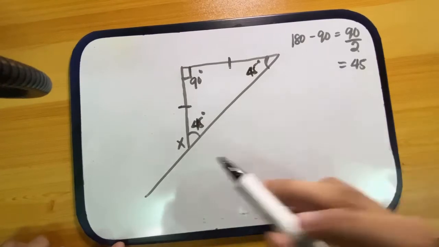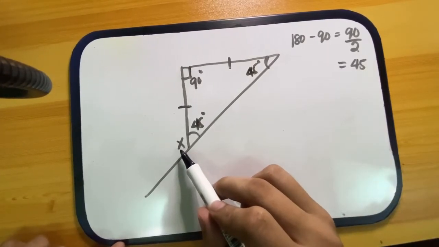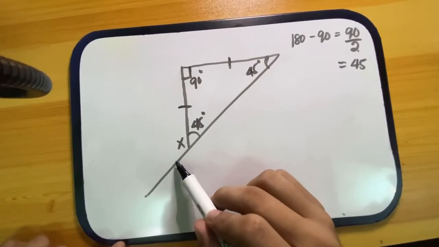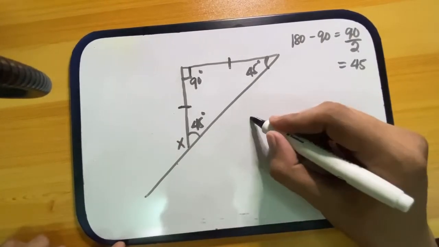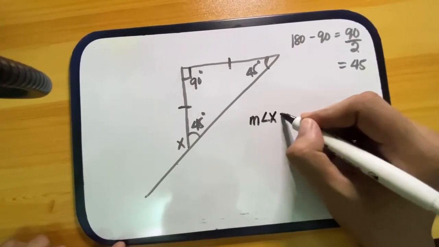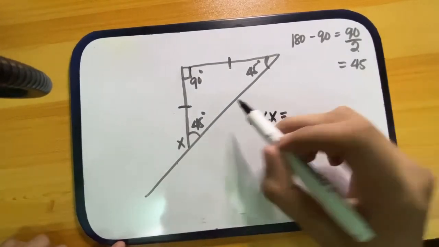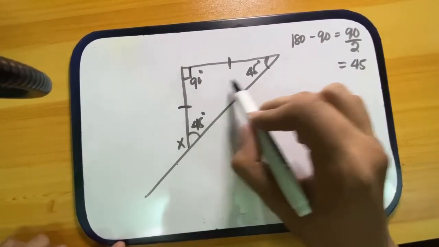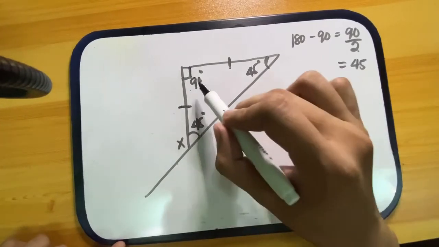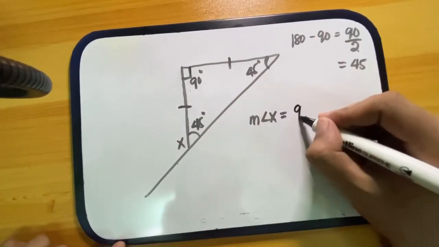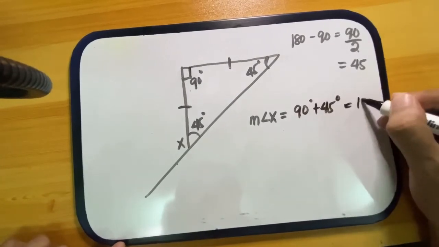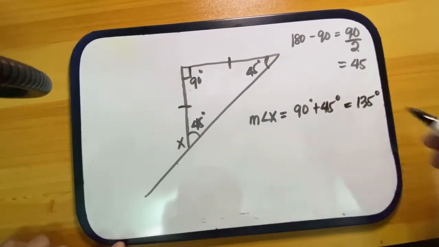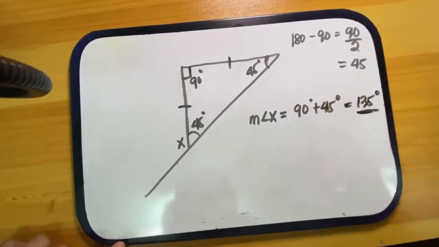Now we can get the measurement of the angle x. So angle x is the exterior angle. To get the measurement of angle x, we can have this process. Add the remote interior angles, 90 and 45. So 90 plus 45, that is 135 degrees. And this is the measurement of angle x.